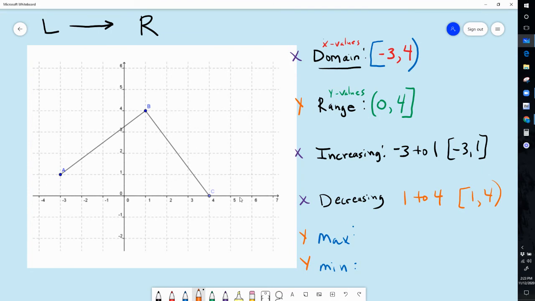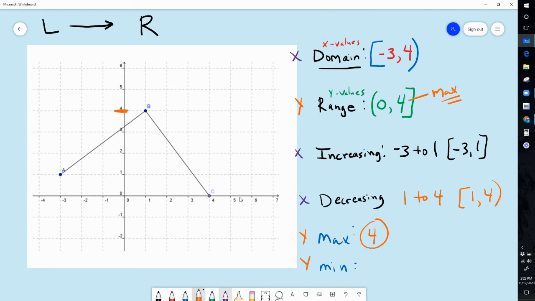So what's the highest y value? Okay, we already established that this is the highest y value. And so our max is 4. Okay, the high end of your range is your max. Okay, 4. Those numbers match, right?